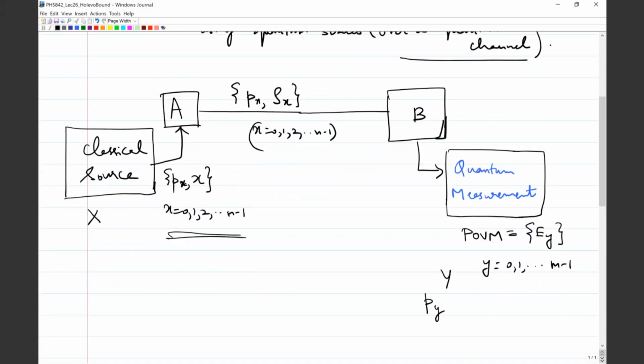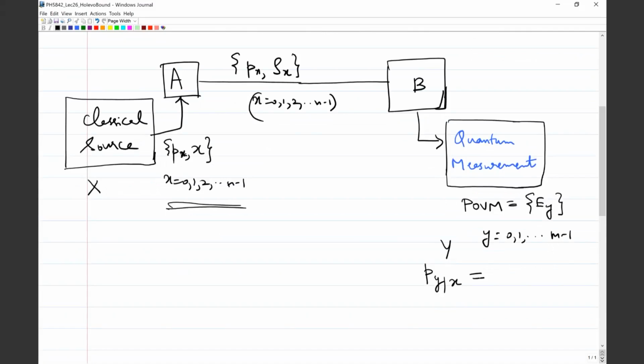But more pertinently, I have to talk about the conditional probability of getting y given x, right? I have to talk about the probability of y given x, because when state rho_x is sent, what is the probability that B is going to decode that? So essentially, this is the probability that x was sent, but is going to be decoded as y, right? So what is this going to be? State rho_x is sent, but the measurement outcome is y.